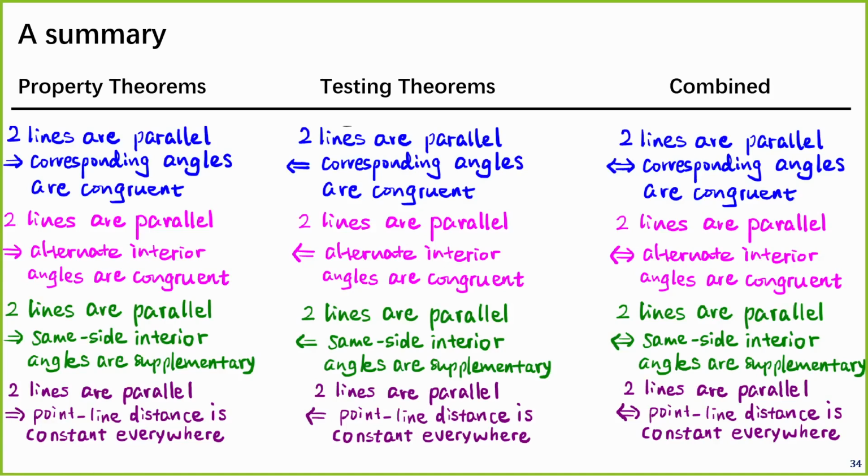Did you get it? Therefore, in this table, actually, we have 1, 2, 3, 4, 5, 6, 7, 8 theorems, right? 4 property theorems and 4 testing theorems. Be careful with their difference. Can you follow me?